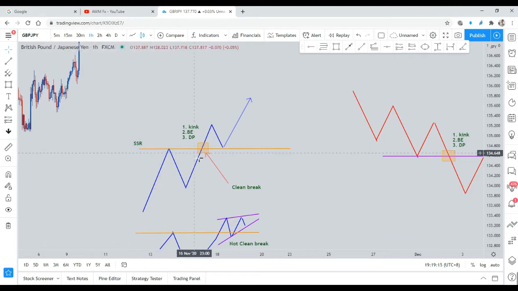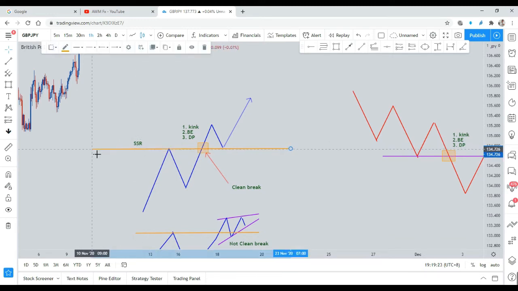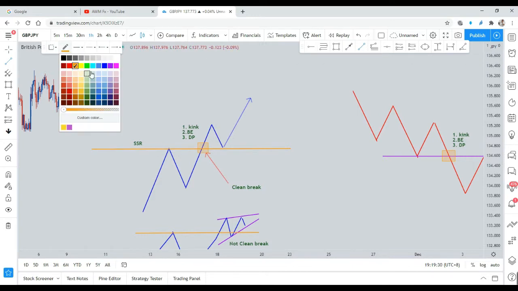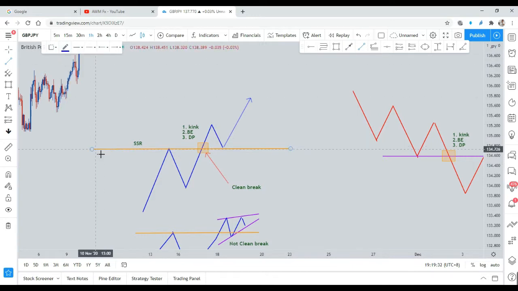Second rule is that we must make sure there is an SSR at this point. Okay, at this point where the clean break is, there is an SSR. SSR stands for significant support and resistance. Okay, so what does it mean? It means that there is a lot of rejection at this area, either from the top or from the bottom. It does not matter as long as it is an SSR. So this is the second criteria.